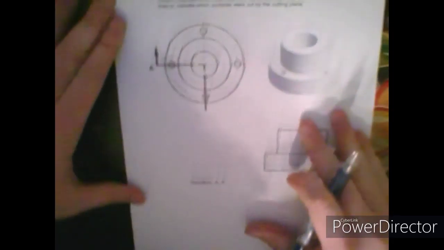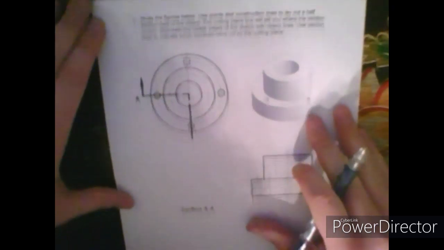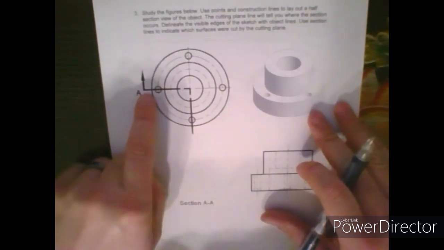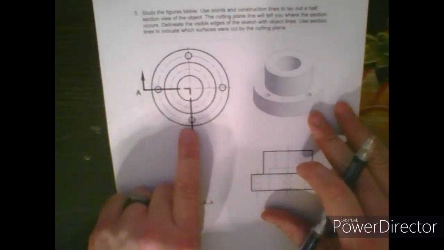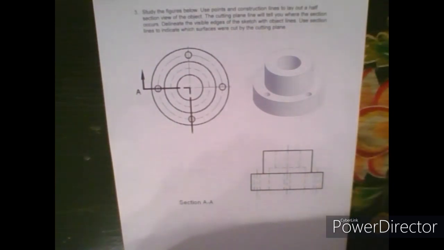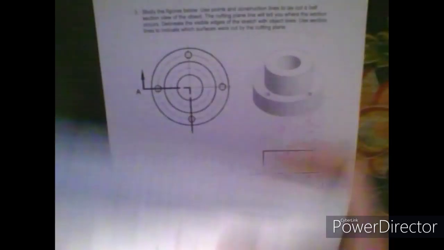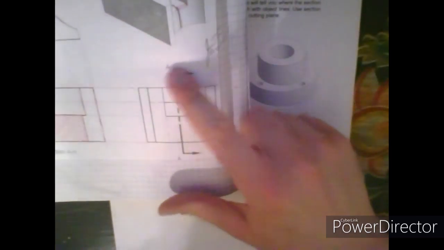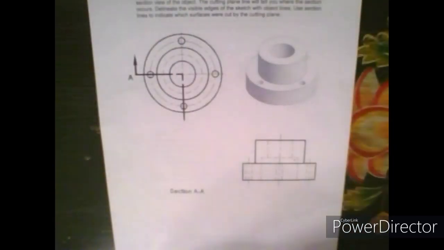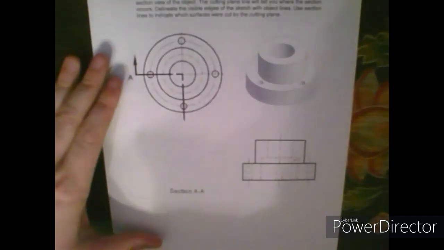All right, let's go make our half section view since we did our full section view. The half section view. All right, so notice how this thing goes half of the way through the part instead of all the way through the part like the full section did. This is taking out a quarter of the material, and section already means half.